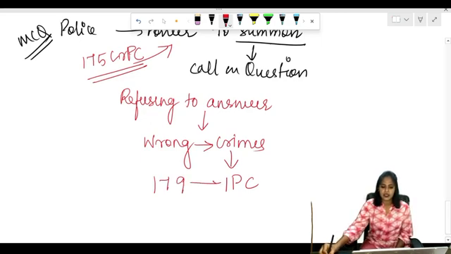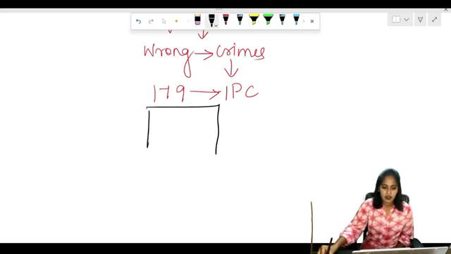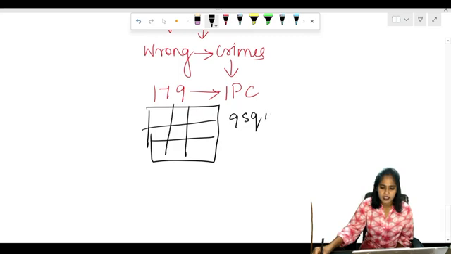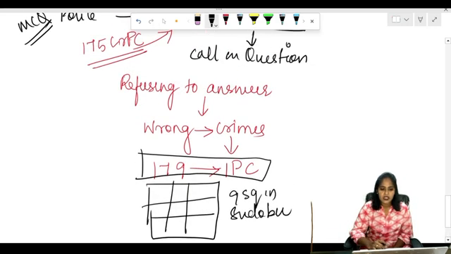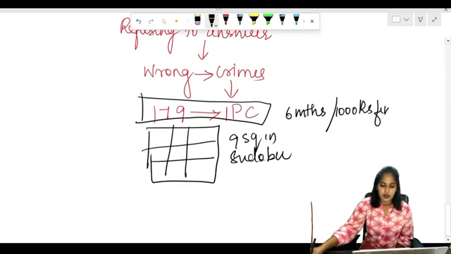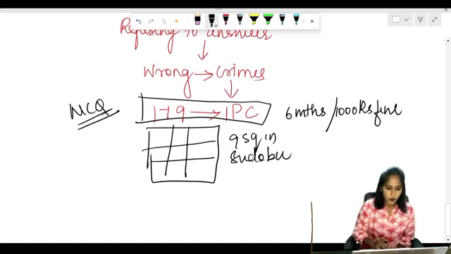Section 179 IPC. I remember this 9 as a jail with 9 boxes, 9 squares in a Sudoku. So 179 IPC is refusal to answer when a police asks questions. What is the punishment for it? It has 6 months imprisonment or 1000 rupees fine. So this is also a potential MCQ. Yes, this is police inquest.